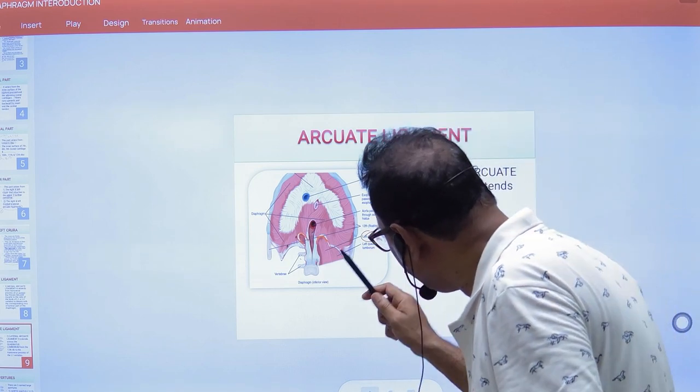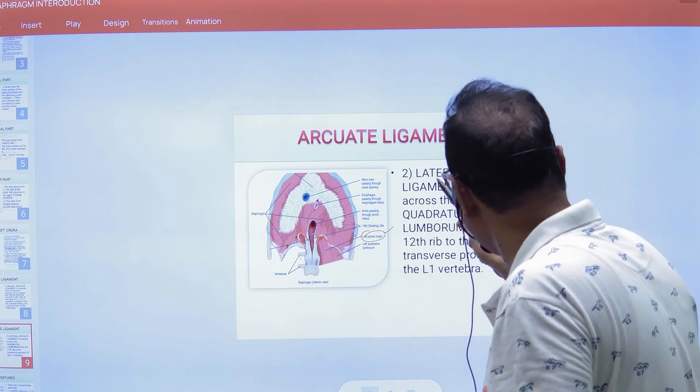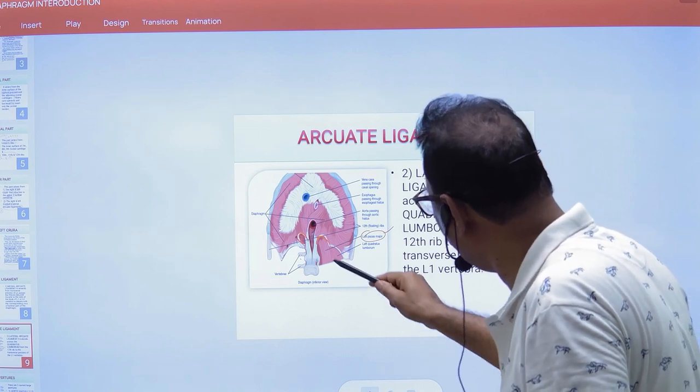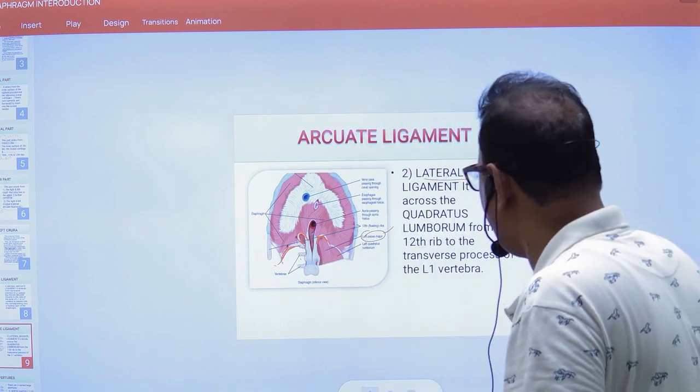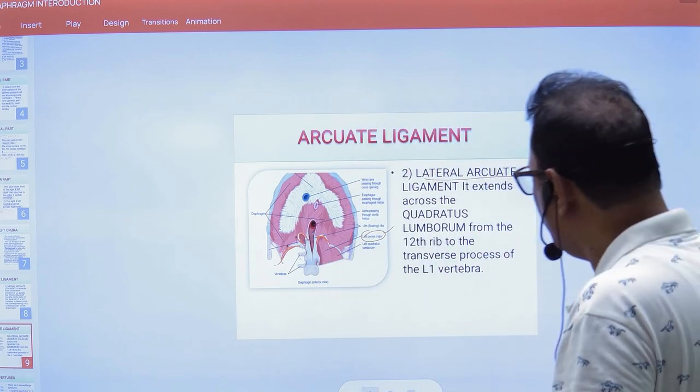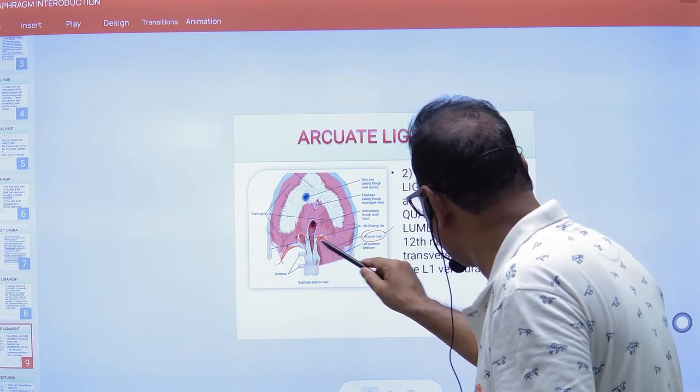But we have got the lateral arcuate ligament. This lateral arcuate ligament is coming from the 12th rib. Here we have got the 12th rib, and from the 12th rib, this is coming out.